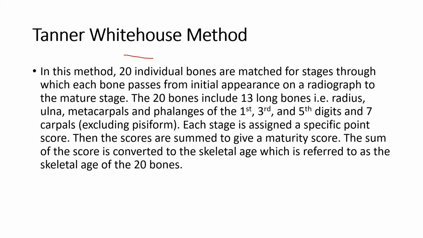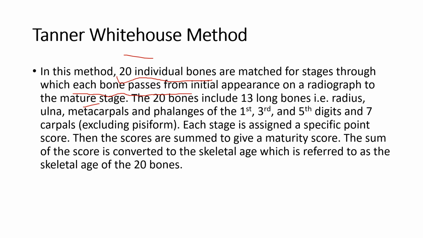Then the point scores are summed up to give a maturity score. The sum of the score is converted to skeletal age, which is referred to as the skeletal age of the 20 bones. All right, so the next method is Tanner Whitehouse. In this they are collecting 20 individual bones. All these bones are matched in stages which each bone will pass through, from the initial appearance on the radiograph to the mature stage.